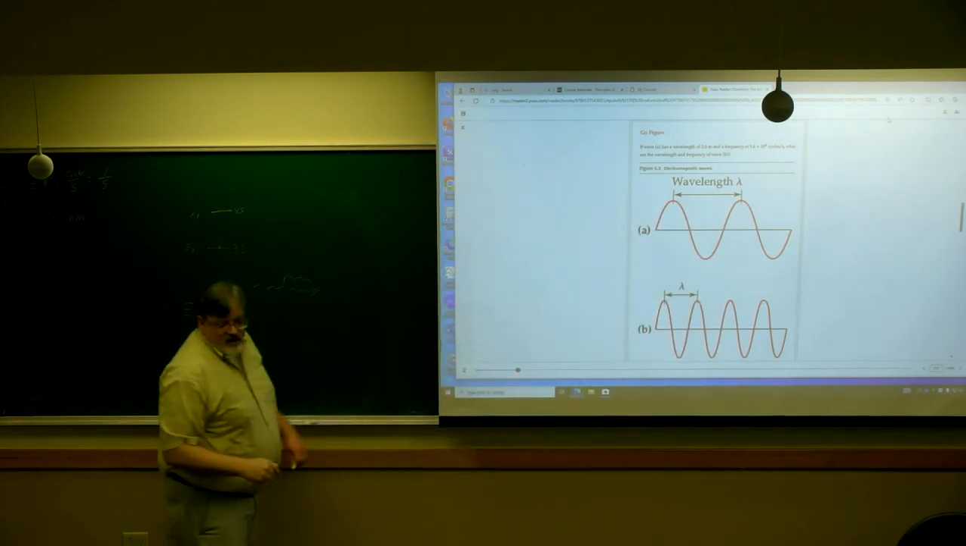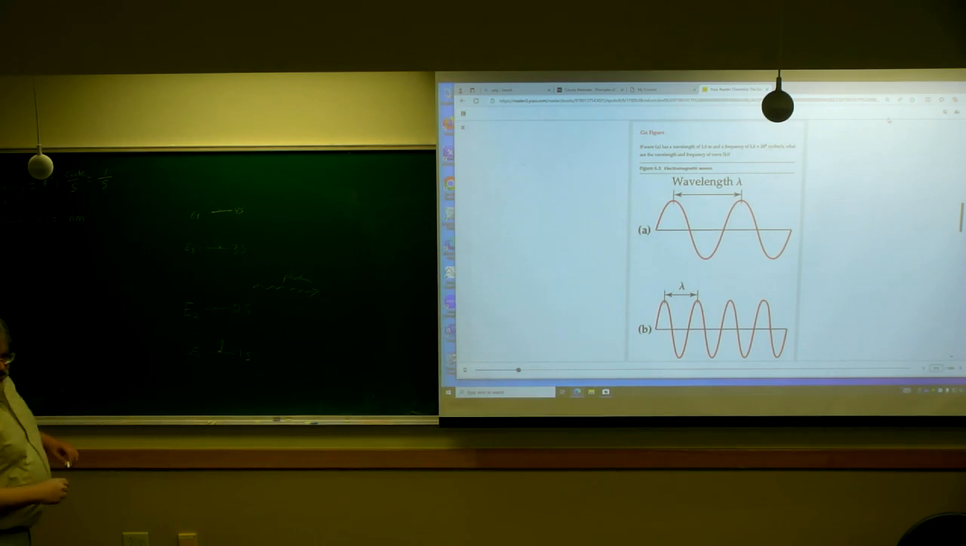Because you get through a full cycle in 1/2 the time as you get through a full cycle here. So this is just a diagram that gives you a conceptual grasp of it.